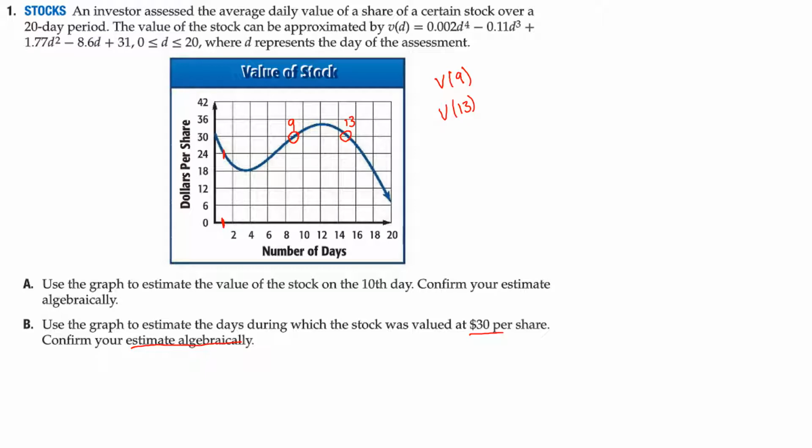Plug these into your calculator and you should see that you'll get the same answer. Because I have this on a PowerPoint, you'll never be able to see my calculator. But using the last one, you should see how I plugged it in. So go ahead and try these and confirm that this is where V of D would equal 30.